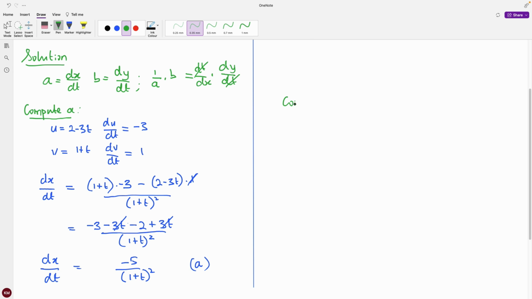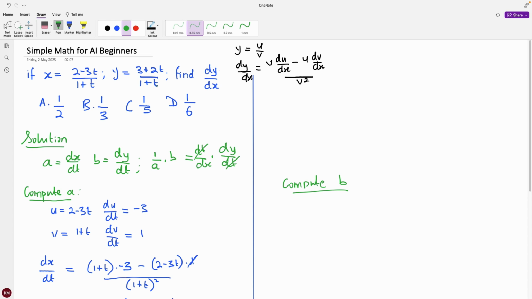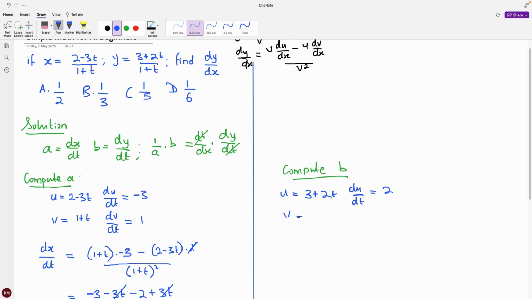Okay. Let's now go to this side and let's compute b. In case of computing b, we are going to figure out y is equal to 3 plus 2t over 1 plus t. So here our u in this case is going to be 3 plus 2t, and our du by dt is going to be what? Is going to be 2, right? Our v in this case is going to be 1 plus t, and our dv by dt is going to be 1.